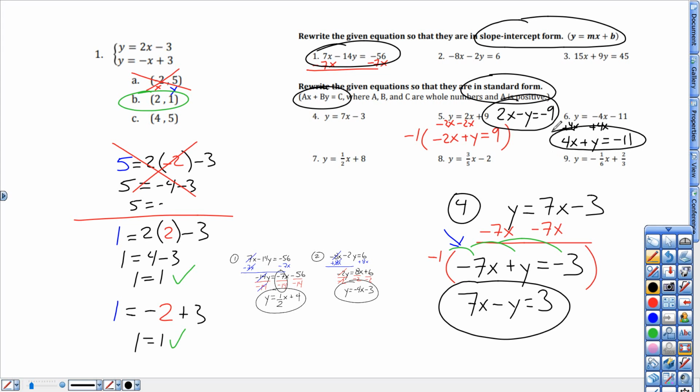This guy right here, take away 1/2 x, gives me negative 1/2 x plus y equals 8. To make this negative 1/2 go away, I'm going to times by negative 2. That will give me negative 2 over negative 2, which really makes that 1. So here I go. If I distribute a negative 2 through there, ooh, tricky.